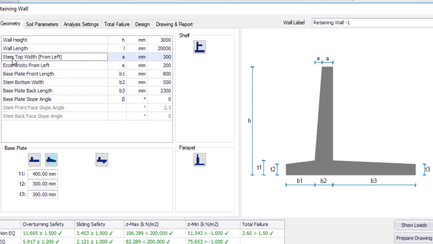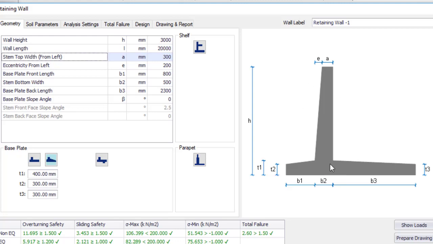Okay, then the next one is stem top width. A retaining wall actually comprises of a stem and a base. Okay, the stem is the vertical wall you are seeing here, while the base is the horizontal plate you are seeing. So the stem top width is the width of the stem at the top. If you want your stem to have the same width at the top and the same width at the bottom, that means your A has to be equal to your B2. But if your stem is thinner at the top and then wider at the bottom, that means your A will be different from B2.